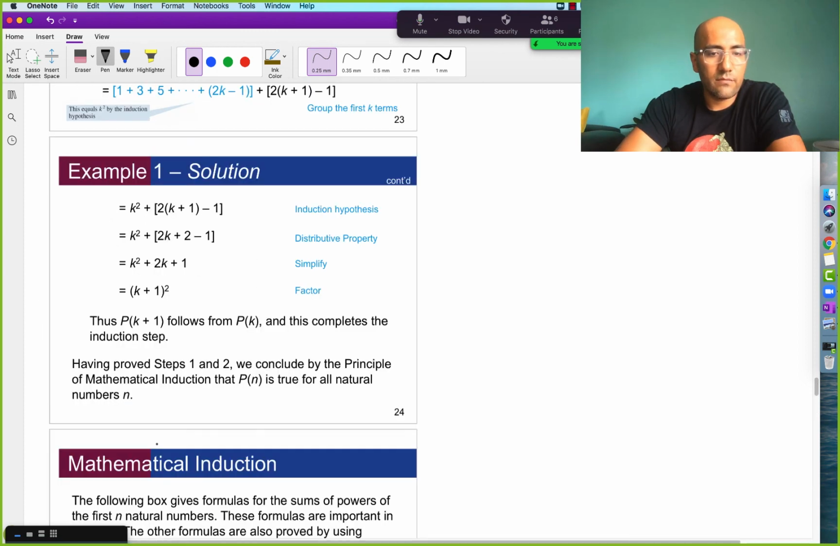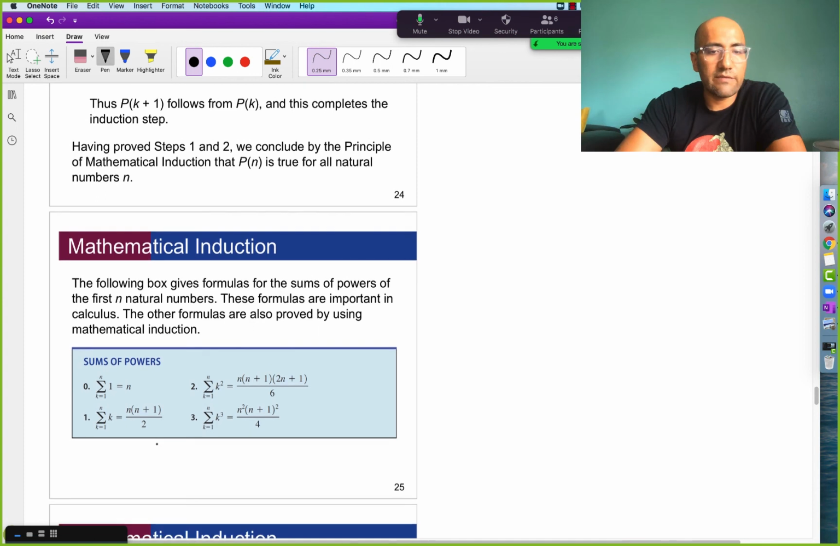Let's go here. The following box gives formulas for the sum of powers of the first n natural numbers. These formulas are important in calculus. Other formulas are also proved by using mathematical induction. So here are some very popular ones that we'll use a lot in calculus. These can all be proved by the method of induction. Good. This is a good place to stop and try your homework, and let's try a couple of these out tomorrow.